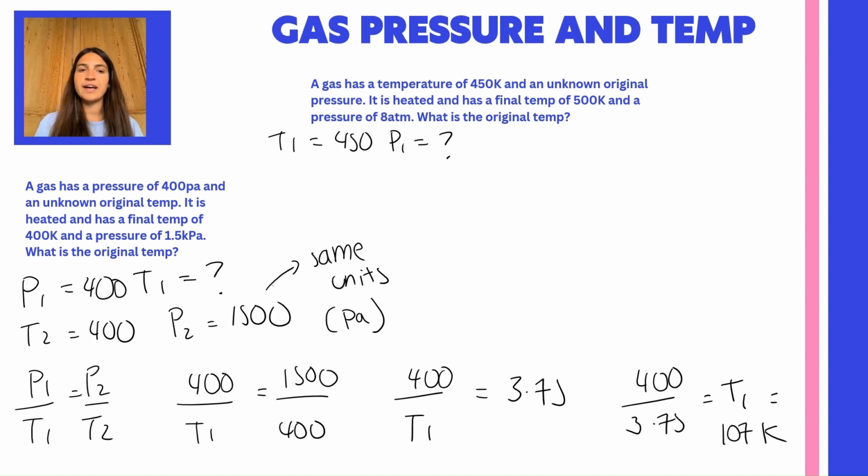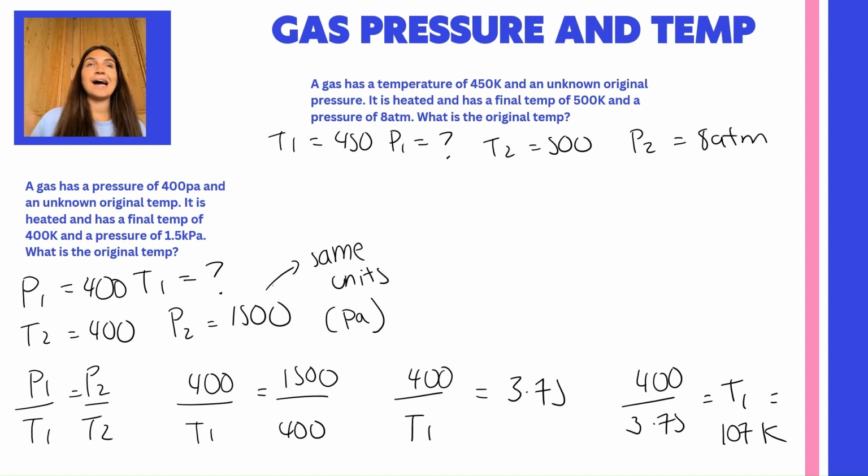P1, I'm trying to find out. I don't know my original pressure. And then T2 is 500 Kelvin, and P2 has been given to me as 8 atmospheres. Now, don't worry, you don't need to go, oh no, how do I convert atmospheres into pascals? It's absolutely fine. It just means if we leave it in atmospheres, whatever P1 comes out as, I will have to quote in atmospheres as well.